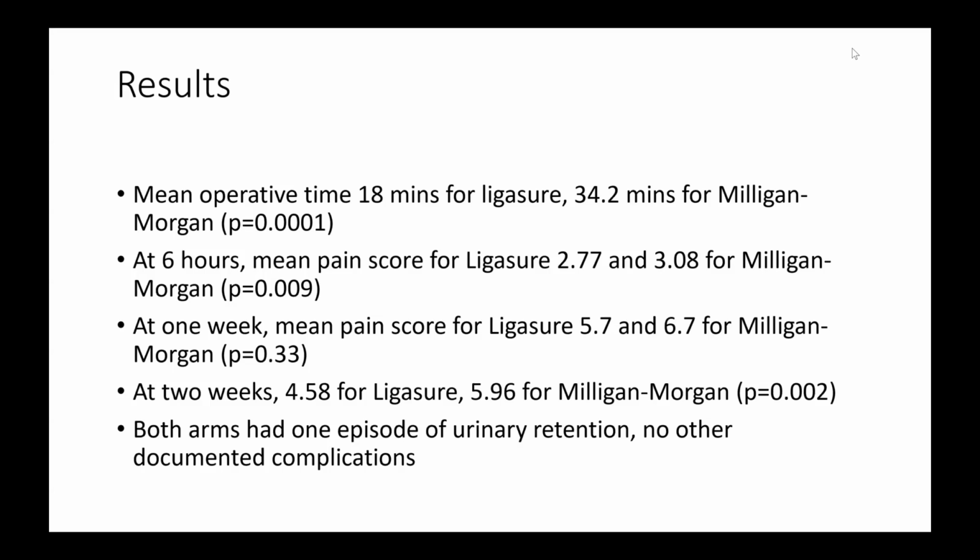Then going on to the mean pain score, the study initially alluded to the fact that it was measured at 6, 12, 24 hours, and 1, 2, and 4 weeks. But the only data provided was at 6 hours, 1 week, and 2 weeks. At 6 hours, the mean pain score was 2.7 for LigaSure and 3.08 for Milligan Morgan. At 1 week, it was 5.7 for LigaSure and 6.7 for Milligan Morgan. And then at 4 weeks, it dropped to 4.58 for LigaSure and 5.96 for Milligan Morgan, with the p-values attached.